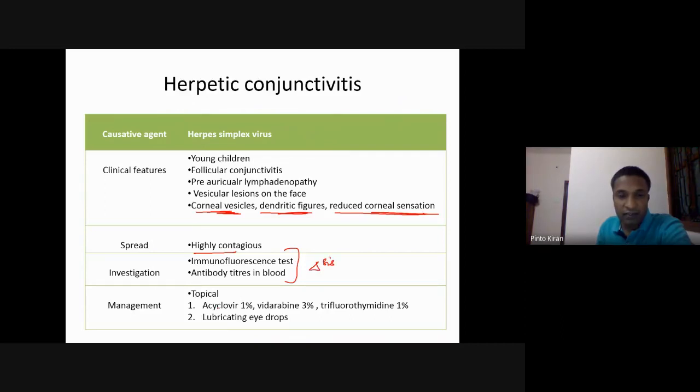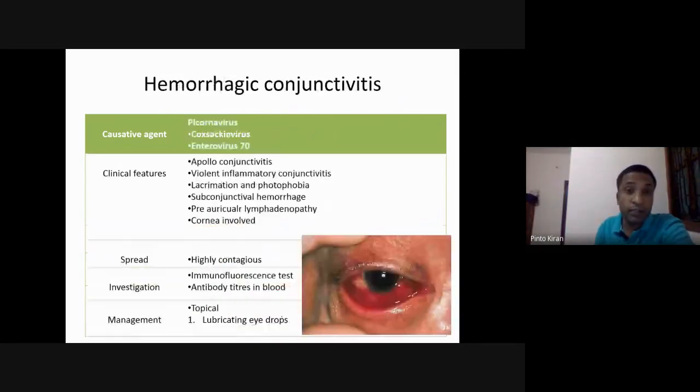Any other viral conjunctivitis? Definitely here you have a role of antiviral medication. But adenoviral doesn't have any role. But yes, you have a role of antiviral drugs here: acyclovir, vidarabine, or trifluorothymidine, and you need to give lubricating eye drops. What is hemorrhagic conjunctivitis?